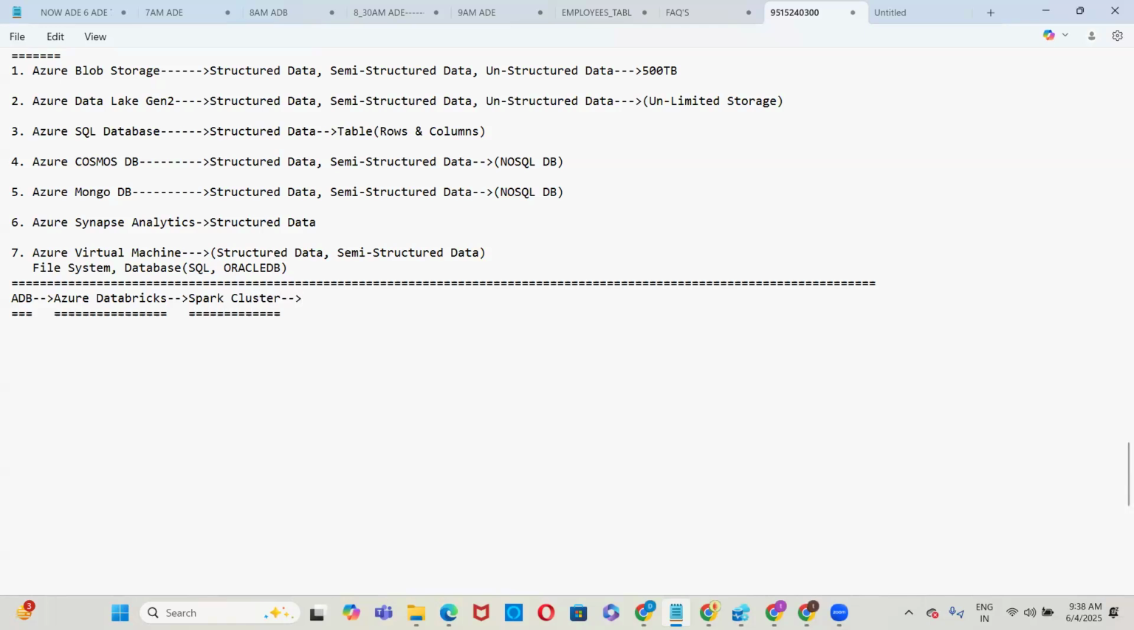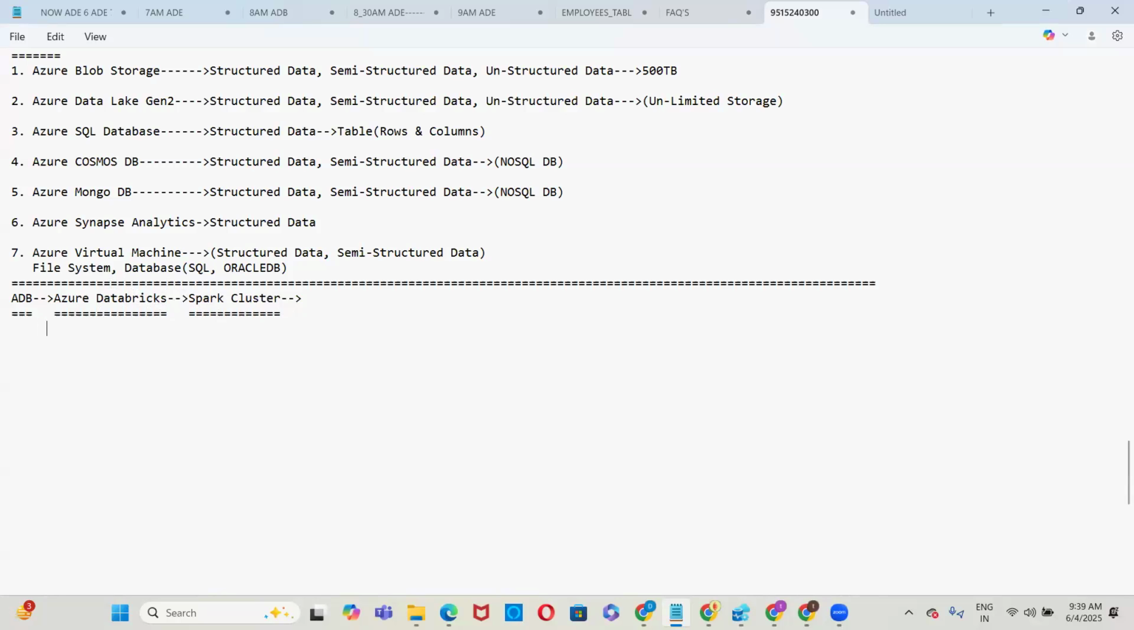Azure Databricks is nothing but the Databricks concept used with Azure. And the Azure Databricks is used on the Spark cluster. As it is provided with the Spark cluster, we can process the data very fast. Billions and trillions of records, we can process very fast.